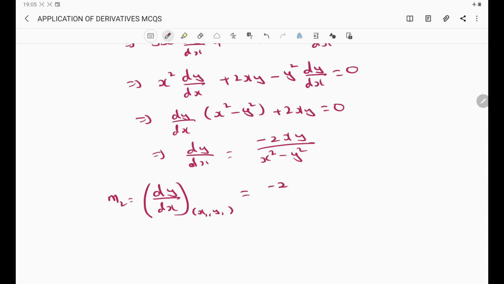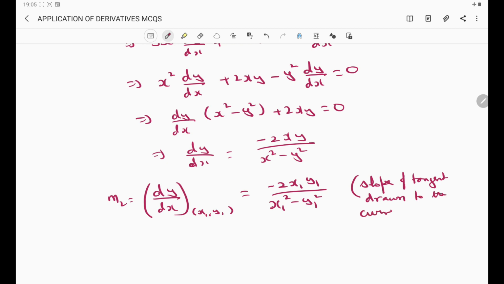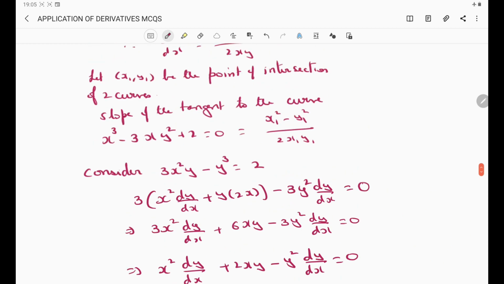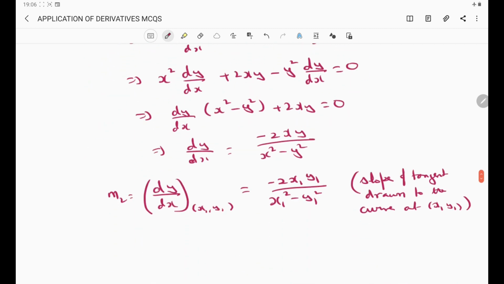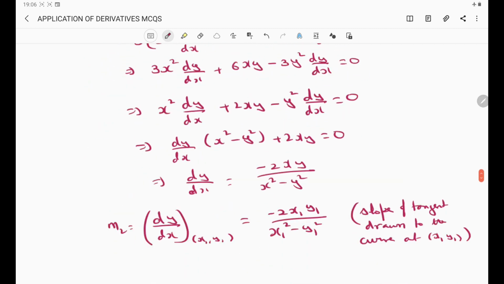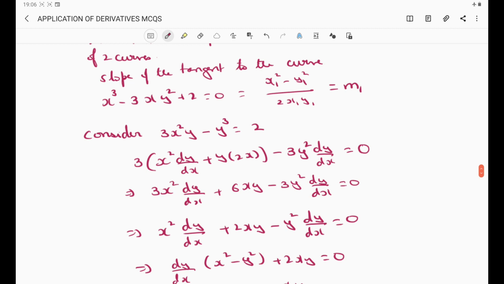So this will be minus 2x1 y1 by (x1 square minus y1 square). This is the slope of the tangent drawn to the curve at (x1, y1). So we got slope 2 and we got slope 1. If these two slopes are found to be equal, then we say they touch each other. Here we see that they are not equal, so we don't say that the curves touch each other.